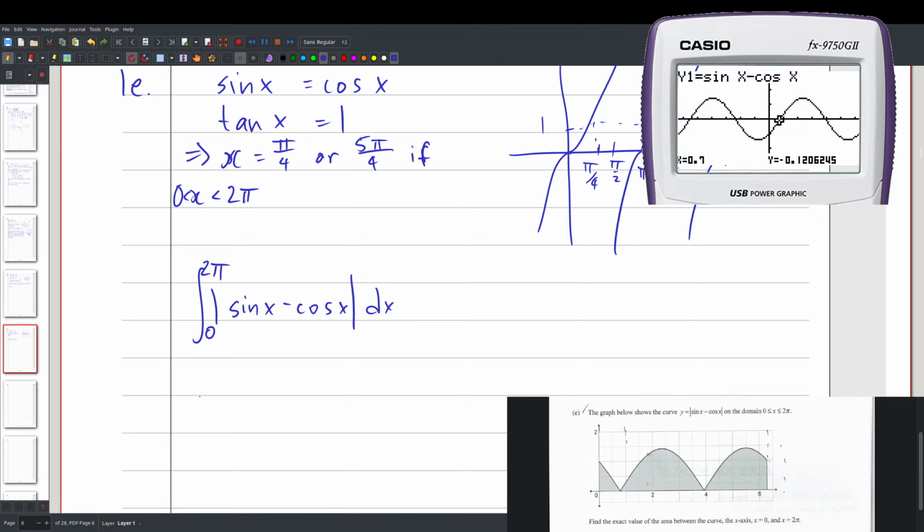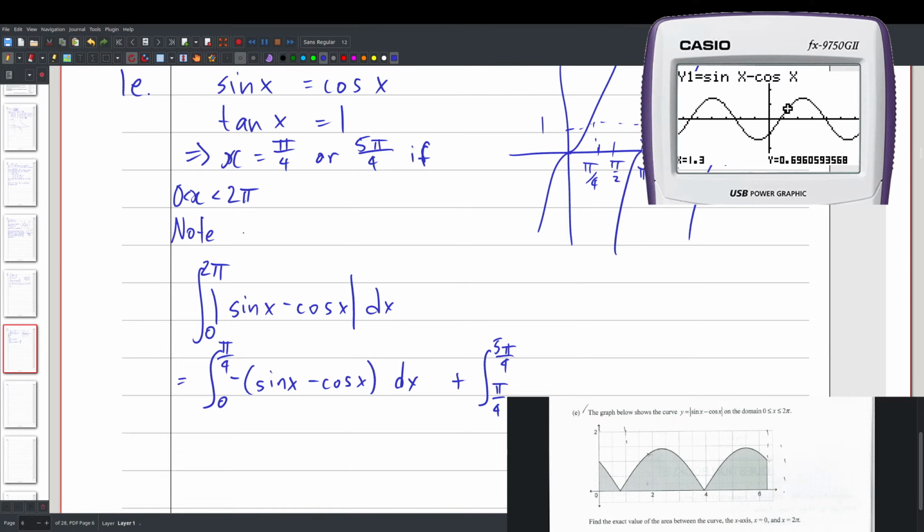pi. The integral of that absolute value is the integral of the negative sin x minus cos x dx from 0 to pi on 4, right? And then you see up here it's positive, so you actually want to be integrating it. Plus the integral from pi on 4 to 5 pi on 4.